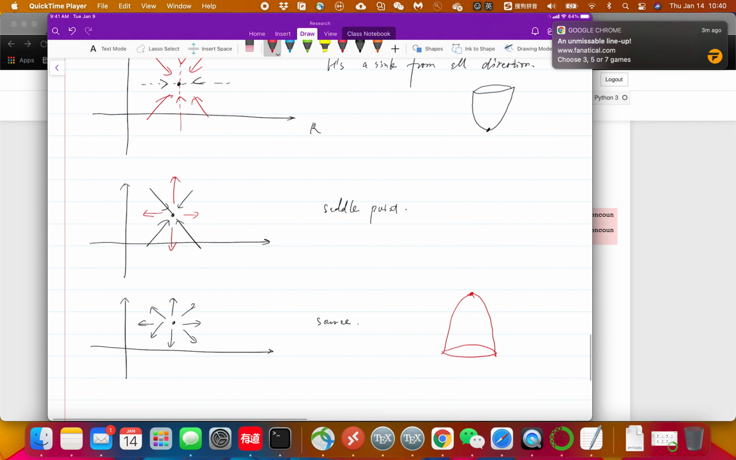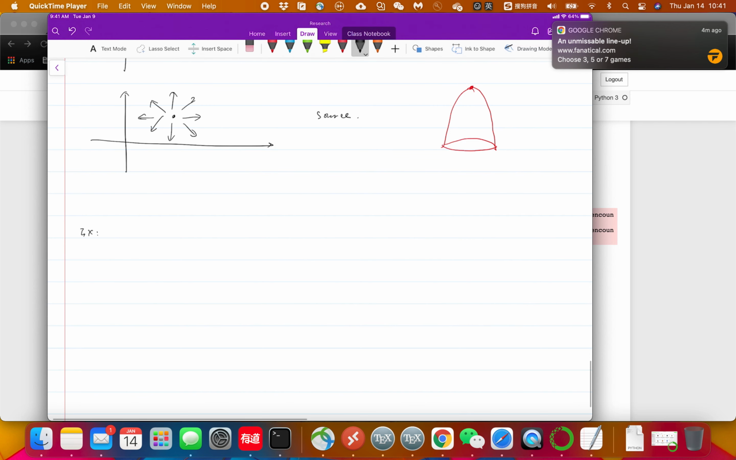Okay. And finally, for saddle, we are very familiar with that. It's going to be partly going up. In some direction, it's the minimum. Therefore, everything gets attracted. In part of it is actually the maximum. So everything is going to move away. So if you go this direction, you will move away. But if you go this direction, you will move in. Okay, that's the saddle. That's where the name comes from. How to determine if it's a saddle or a source or sink, we will do later. Okay, but for now we have the concepts.